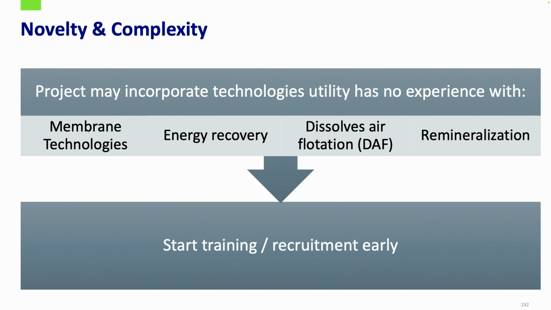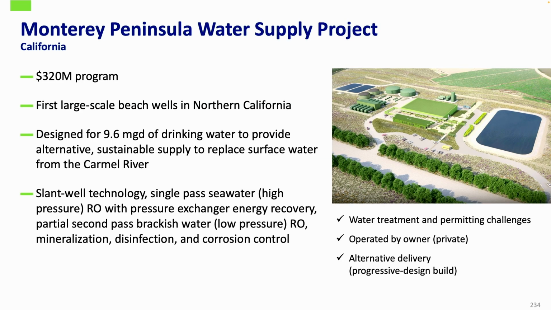And then I'll go through some example projects here. So this one is a Monterey Peninsula project, which is a private water company. And this started years ago, probably 15 years ago in the state of California. And this project was really brought about because they wanted to get off the supply of surface water from the Carmel River. And this was more from an environmental standpoint. And the project, it's a program. It involves a private company in California.